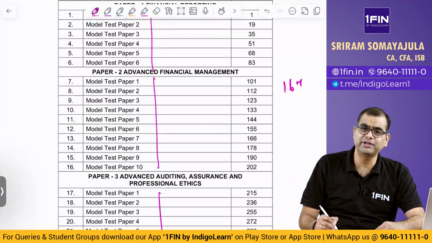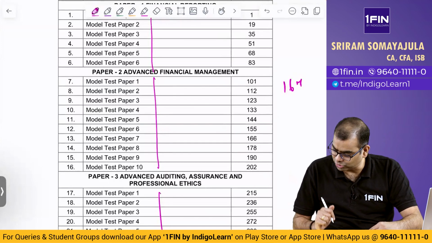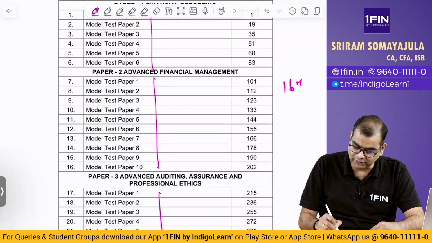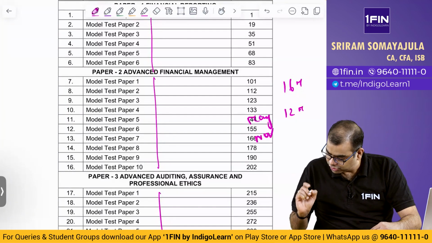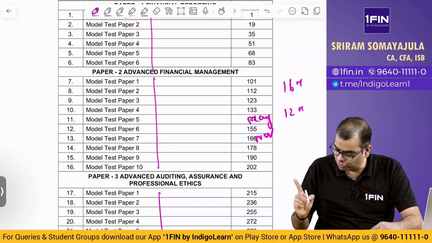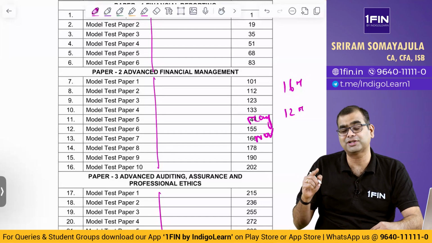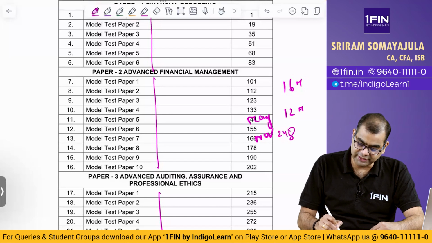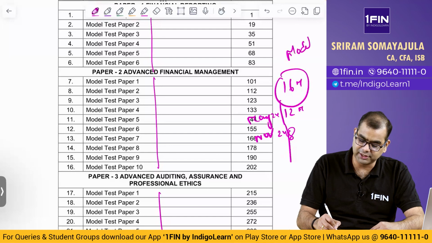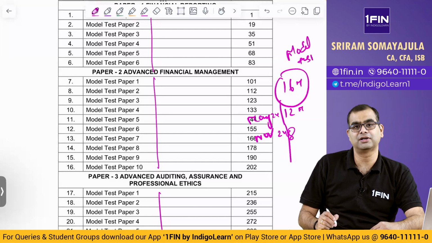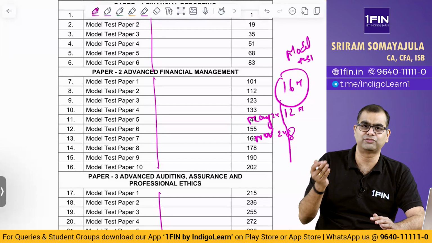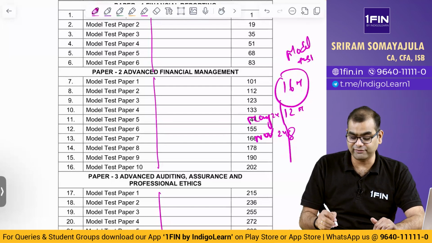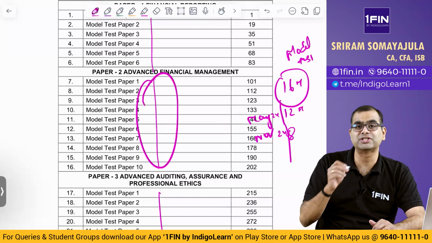How much was asked in November 24? I have made a note about it. May 24, you were asked 12 marks. November 24, you had one question which was 4 and another question with another 4 marks, for which there was a choice also. So let us take 8 marks. November 24 was 8 marks, May 24 was 12 marks, but all these model test papers have 16 marks on an average. Some have 20, some have 12 also, but I am telling you the average. On an average, all these 10 papers have 16 marks of theory.